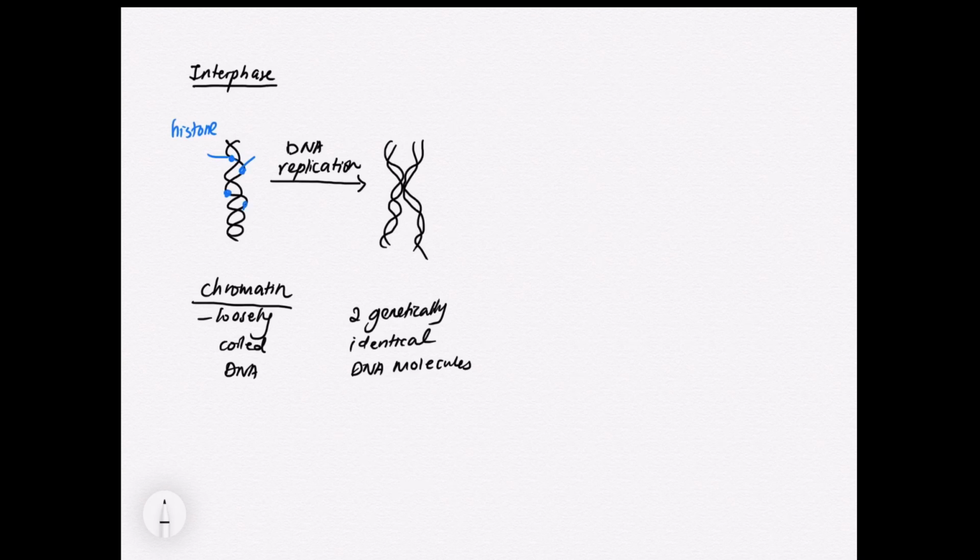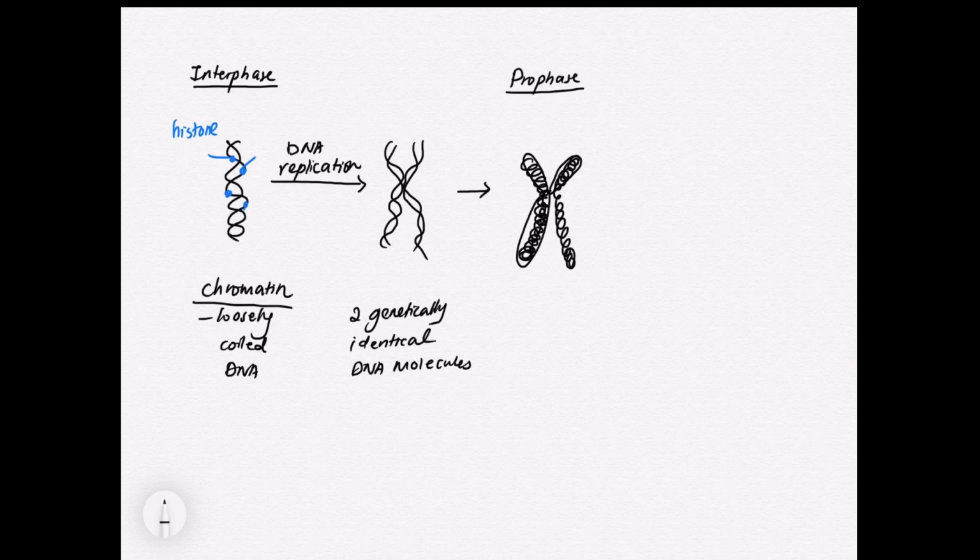Okay, so during interphase, the DNA exists in a loosely coiled form. Then during prophase, that's where chromosome becomes visible under light microscope. So what makes them visible under light microscope? That's where the DNA will start to condense. So DNA will coil around its histone protein, forming chromosomes. So that's how you will see a ribbon-like chromosome under light microscope. So this is chromosome.